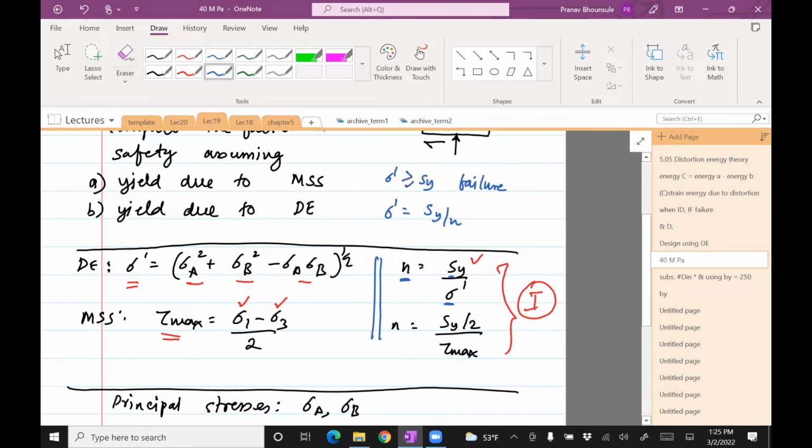Okay, so the first condition I wrote down is failure, right? If it's equal to or greater, it will fail. But by having SY divided by n, where n is greater than 1, we are ensuring that sigma prime is a factor lower. If n is, say, 2, then it's half of SY. So if you design it this way, it'll always be less than SY, just giving you a margin of safety. Similar equations are there for that, and you just use those for design.